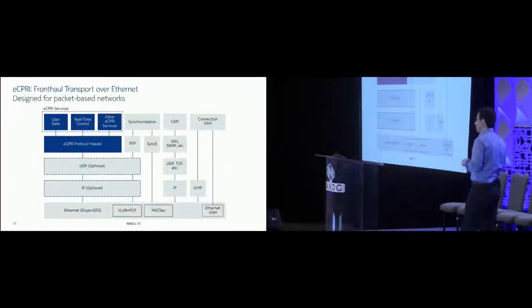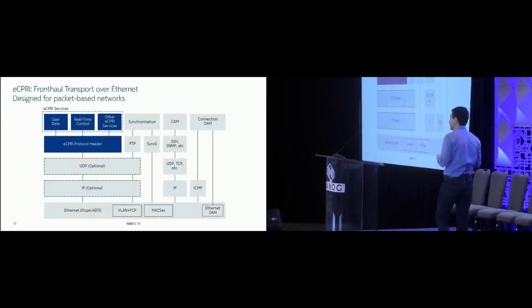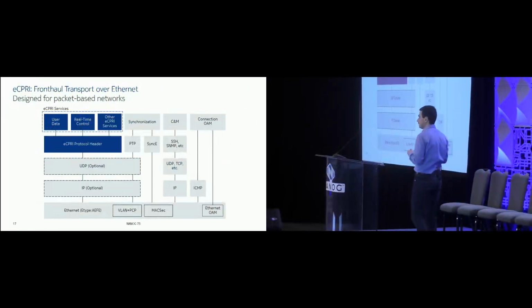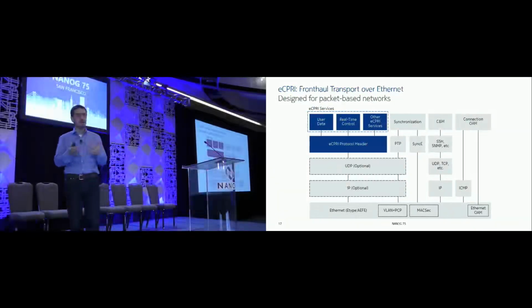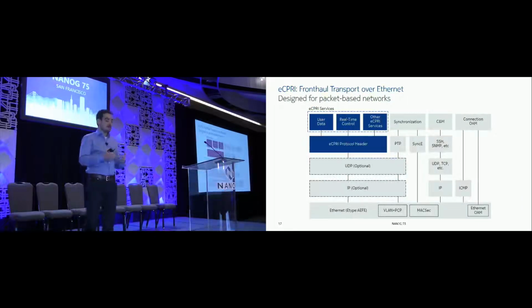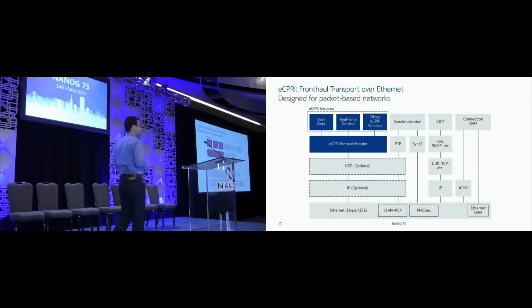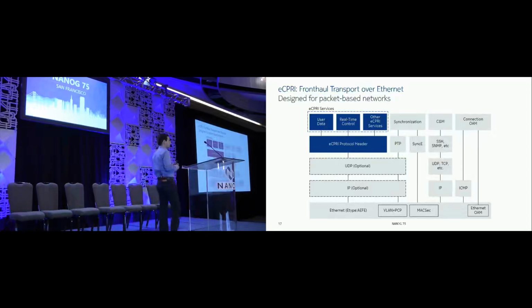Now, what about front haul? Front haul in 5G uses the eCPRI protocol and not CPRI anymore. So what is the eCPRI protocol? It's basically the adaptation of the CPRI protocol for using Ethernet networks. Now you have here the Ethernet network. I put there the EtherType. You can use VLANs. You can use 802.1p. So anything that you know and use today for Ethernet still applies for eCPRI.